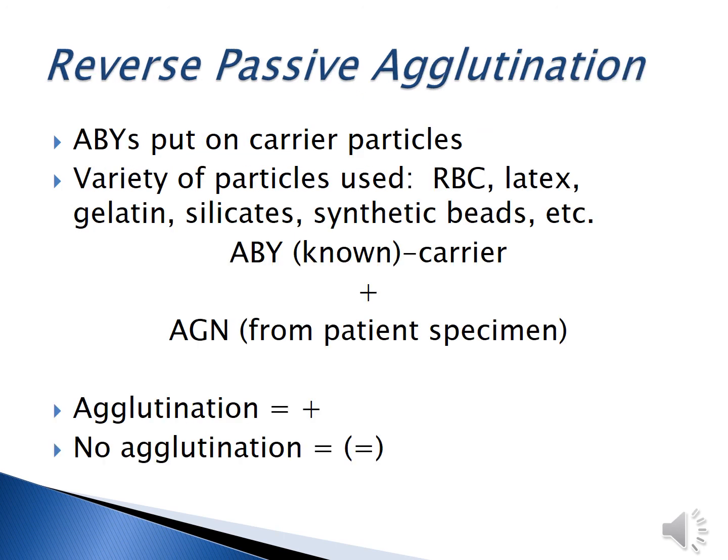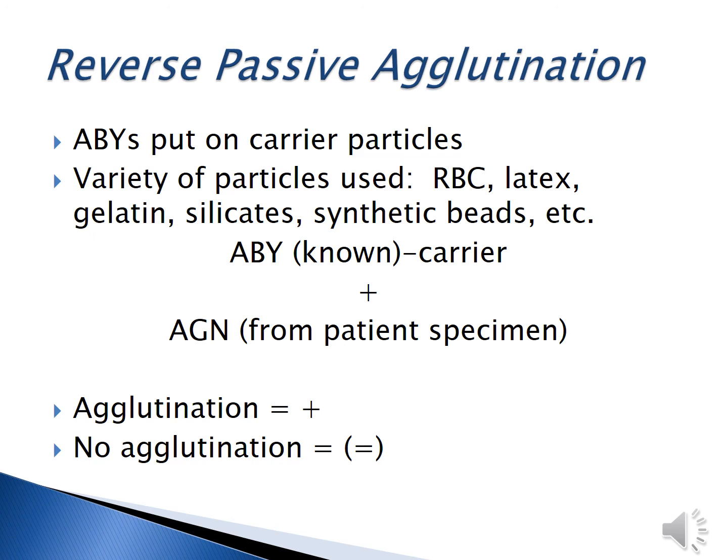The next test is reverse passive agglutination. So in this test, we are actually putting antibodies on the carrier particles. Obviously, we can use RBCs, latex beads, synthetic beads, etc. as these particles. So we will be actually putting antibodies on the carrier and detecting the antigen from the patient specimen. So we mix the antibody carrier particle and the patient serum together, and if we have agglutination, then this patient specimen does have the antigen that we are looking for in their serum.